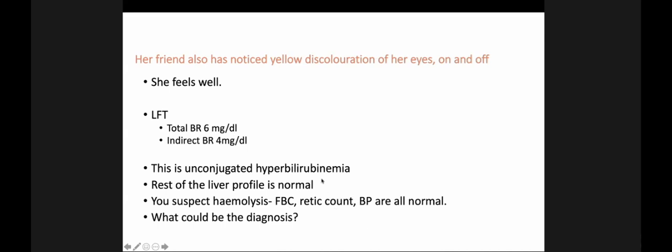So this is just to tell you about the importance of that step. Unconjugated hyperbilirubinemia can be due to either increased synthesis because of increased hemolysis, or due to reduced uptake by the liver cells because of a genetic problem like Gilbert syndrome. Okay? All right.